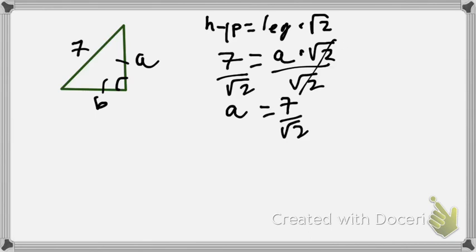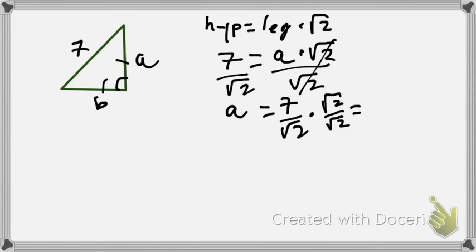So this is what we're going to do. We're going to take this 7 over the square root of 2, and we're going to multiply it by 1. Because in multiplying it by 1, we don't change its value at all. And that's important. We don't want to change its value. But what we can do is change its form. So we're going to multiply this by the square root of 2 over the square root of 2. Notice that because I'm putting the square root of 2 over itself, that equals 1.